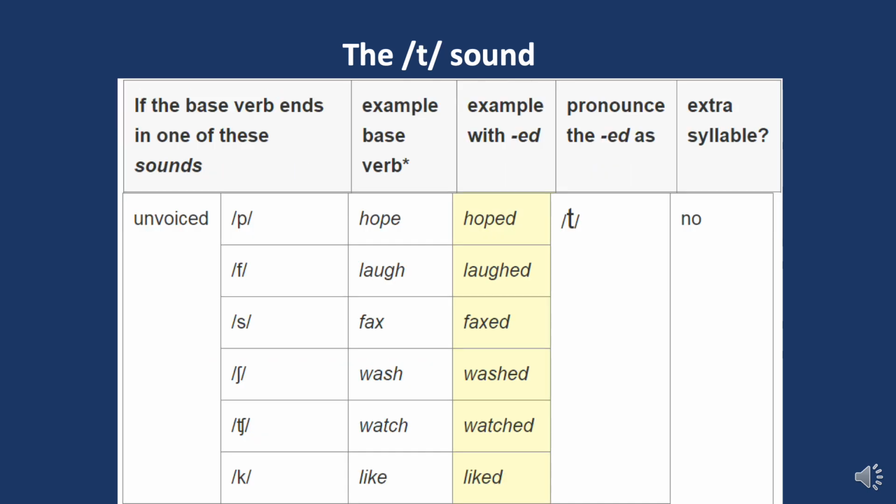If the base verb ends in one of the following sounds, that produces a T sound. They also call it the unvoiced. What do we mean by that? An unvoiced sound is one that you do not feel vibration in your throat. So if you put your finger up against your throat and do the P sound, you'll notice that there's no vibration occurring on your finger. You can do the same thing for all the rest of these sounds.